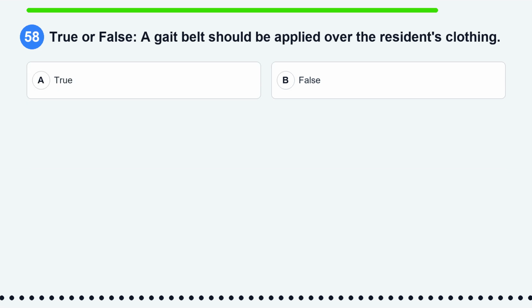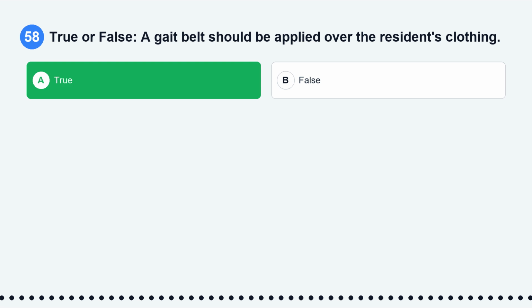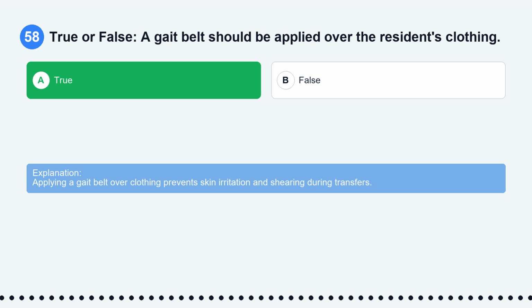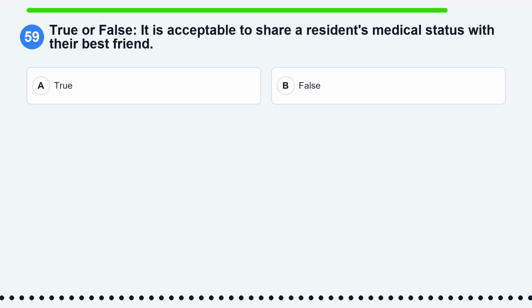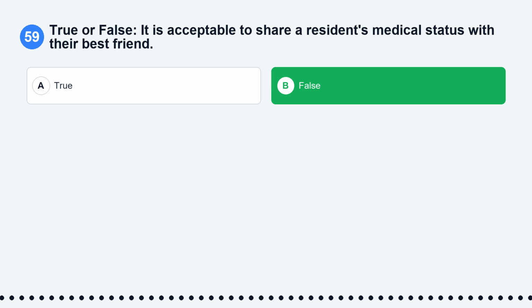Question 58. True or false? A gait belt should be applied over the resident's clothing. Option A. True. Option B. False. The correct answer is option A. True. Applying a gait belt over clothing prevents skin irritation and shearing during transfers. Question 59. True or false? It is acceptable to share a resident's medical status with their best friend. Option A. True. Option B. False. The correct answer is option B. False.